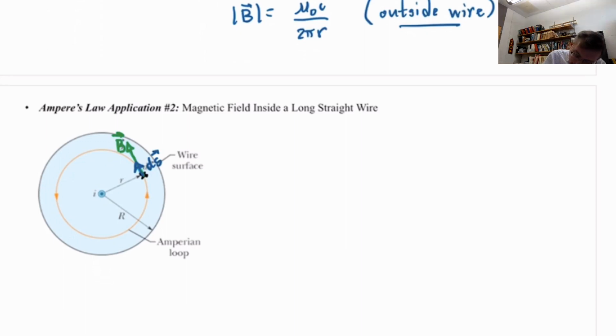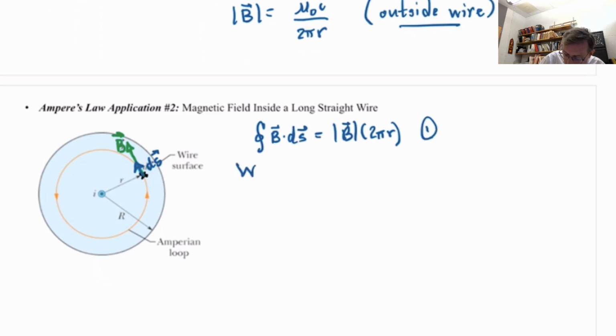I can just immediately write down, symbolically, that the circulation formula for this circular Amperian loop is B magnitude times 2 pi r. Right? So we can still call that equation 1. That's fine. But now I have to ask the next question, what is I enclosed?